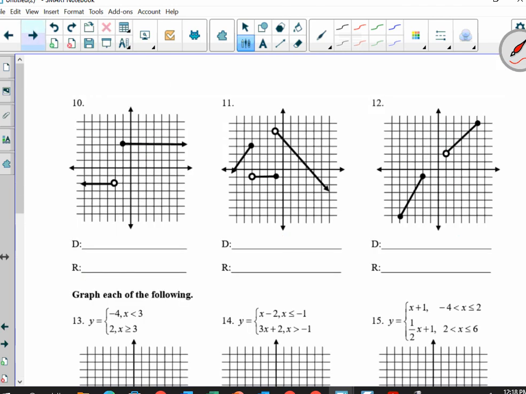All right, 3 more domain problems, guys. 10, 11, 12. Try them for me real quick. Is it the range on number 10 that you're making that face for, Maddie? Okay, that's.